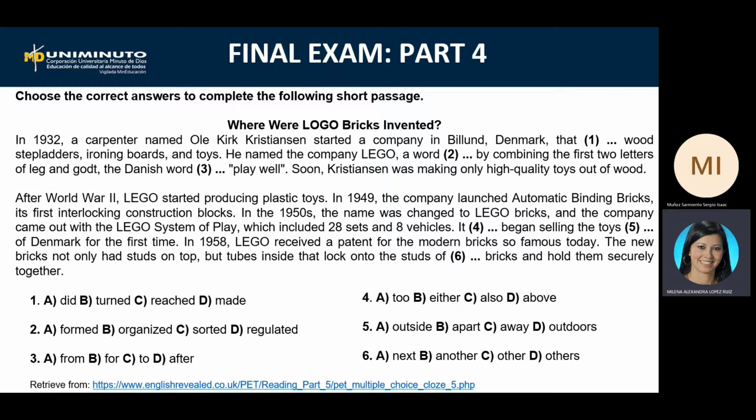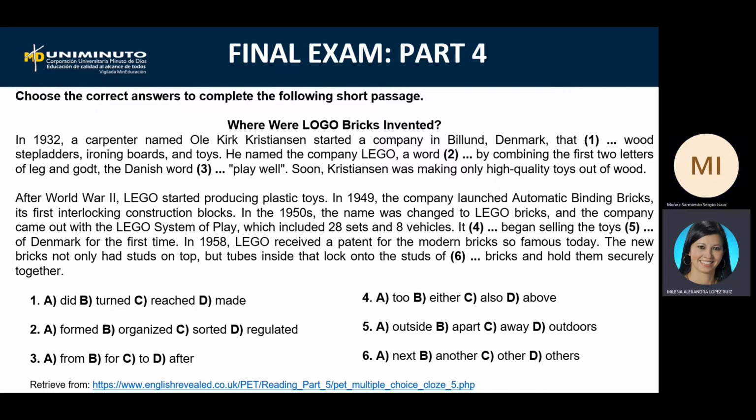Some tips for this final exam: read the title, always read the whole text, like in a skimming exercise, and then read from period to period, do the scanning part, and choose the best options according to the text. That's it for the reading part. Those are the strategies for this part, okay?